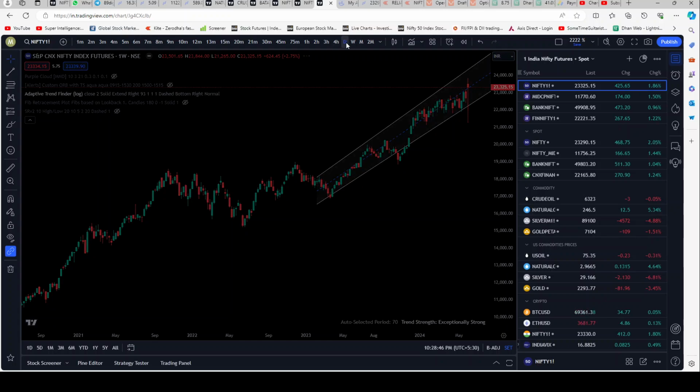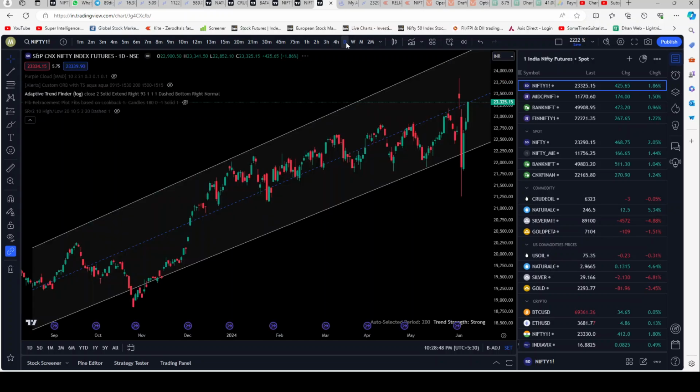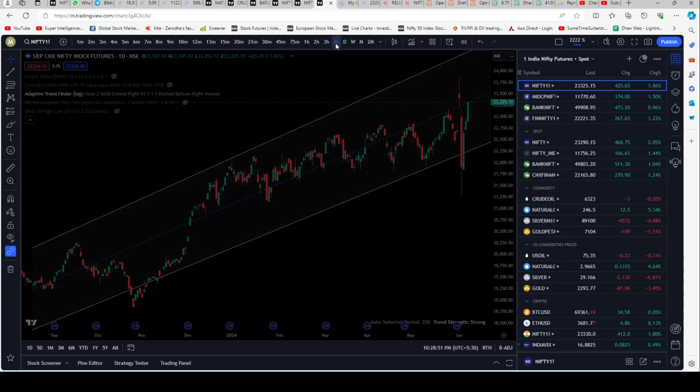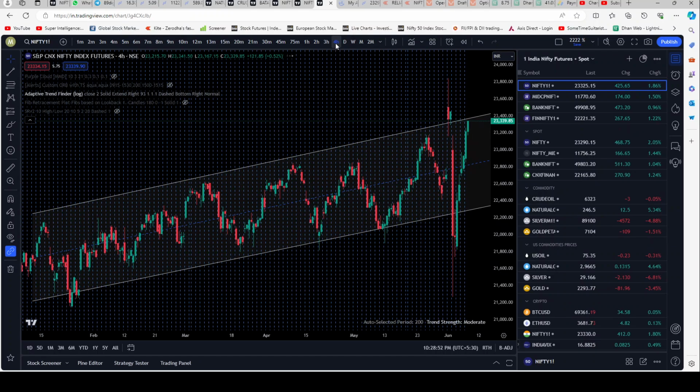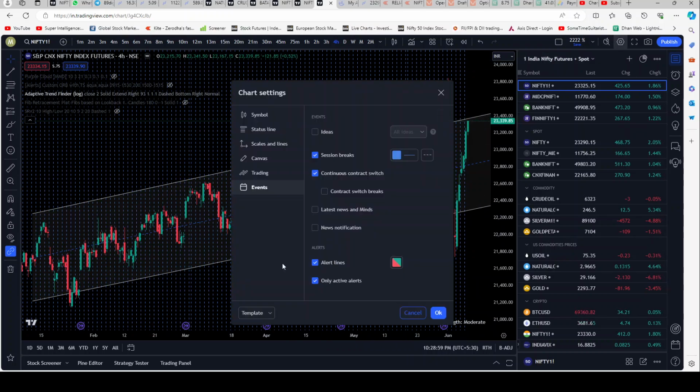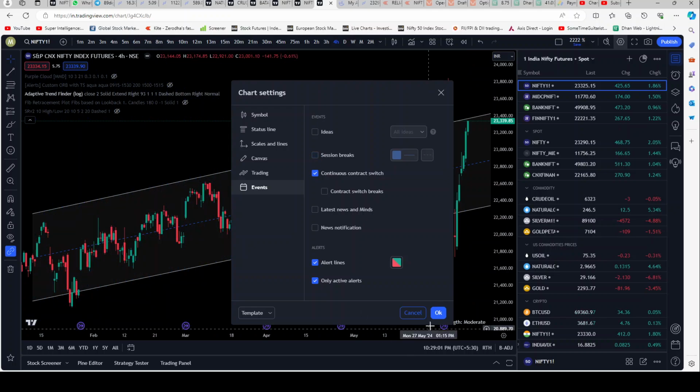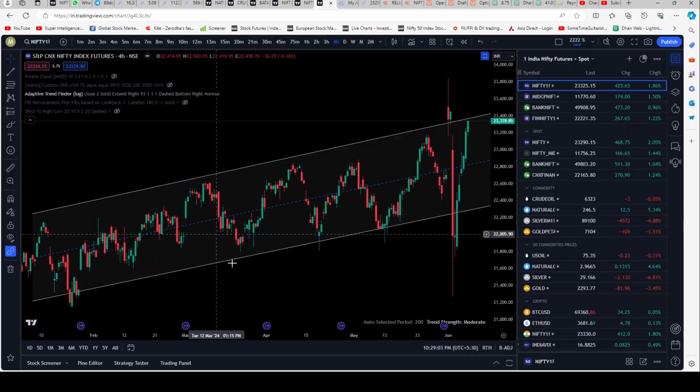Now, for example, how can one use it on a daily time frame? All right, or say a 4-hour time frame. On a 4-hour time frame, I hope this thing is not bothering you, the session breaks. I'll disable it for the time being and then I'll re-enable it. Okay, so we are now on the 4-hour time frame. All right, how can we use this on the 4-hour time frame?